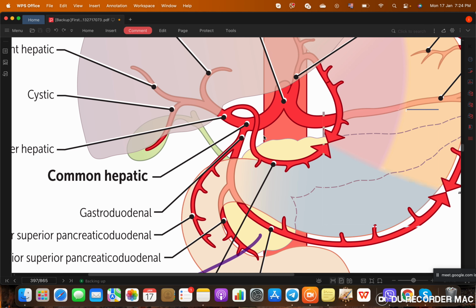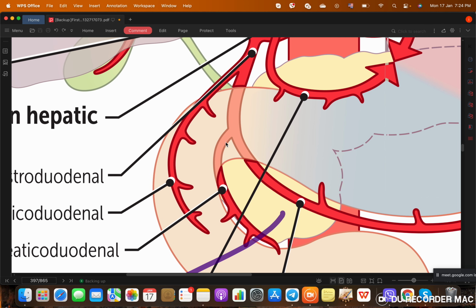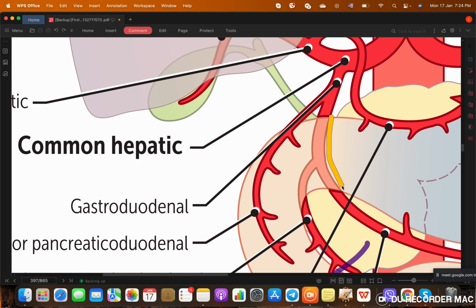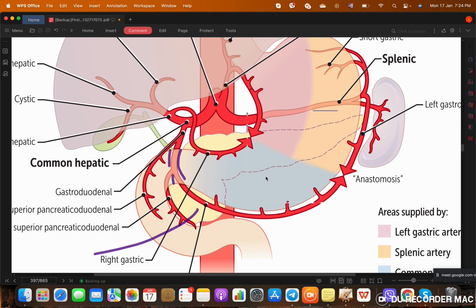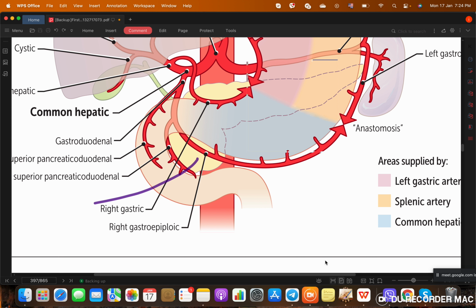So, if you take a look here, you can see this vessel, which is the gastroduodenal. It's going posterior to the duodenum. Why am I obsessing about it? Because if the patient has a duodenal ulcer, and the duodenal ulcer is anterior, is he going to bleed much if it was an anterior duodenal ulcer? No, he will not.